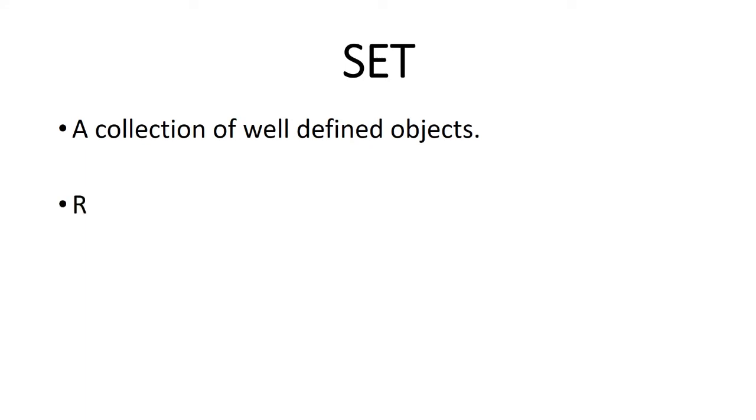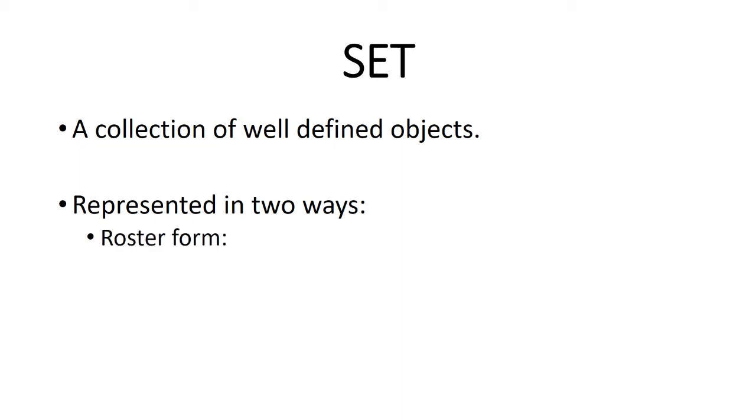A set is a well-defined collection of objects, and a set can be represented in two different ways. The first method of representing sets is known as roster form. In roster form, the elements of the set are written in curly brackets and the set is represented as it is. For example, A = {1, 2, 3, 4}, the first four natural numbers.